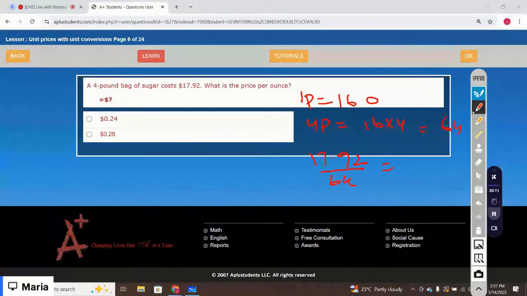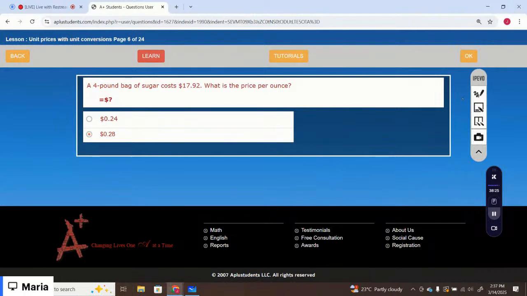17.92 divided by 64 equals 0.28. Option number 2 is the correct option, that is 0.28.